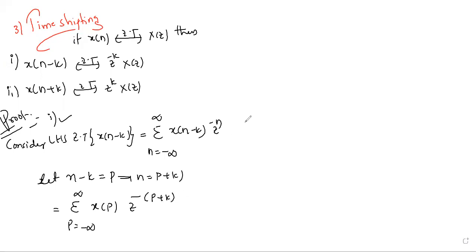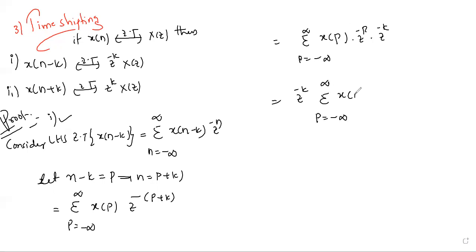Now let us simplify it. Summation p equal to minus infinity to infinity x of p into z power minus p into z power minus k. k is not at all related to this variable, so let us write it outside. Summation p equal to minus infinity to infinity x of p into z power minus p, times z power minus k. This is of the form x of n into z power minus n, so we can write it as z power minus k into x of z. Hence proved. Isn't it? Hence proved.